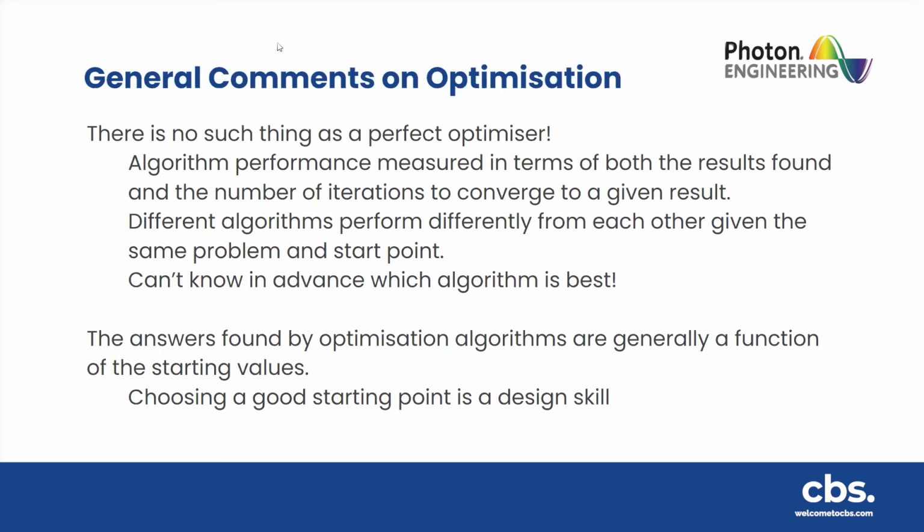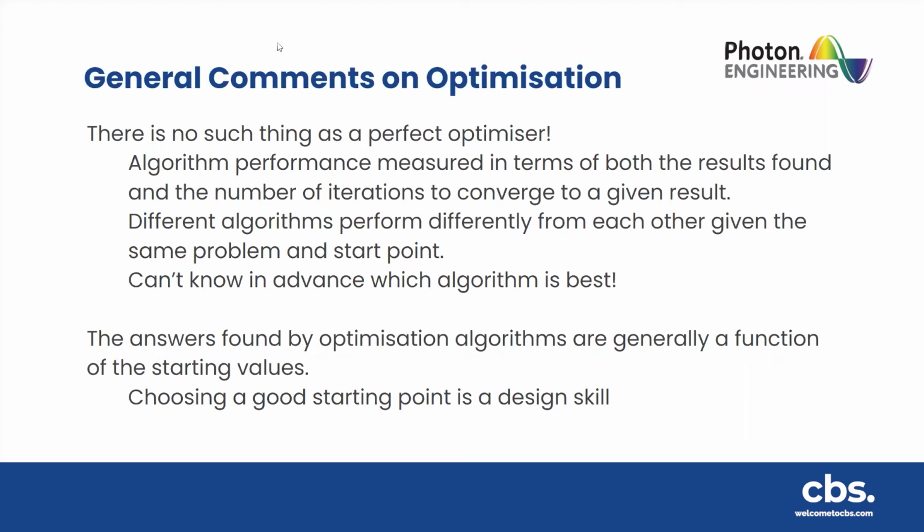Now, one thing that is key about local methods in particular is that the answers found from the optimization are generally a pretty strong function of where we start. So with that initial simplex, you can run the optimization as many times as you like. That simplex will always walk in the same way to the same local minima. If you choose a different starting simplex, it will walk in a different way and find a different one. So what this tells us is that choosing a good start point is actually something of a skill within itself.